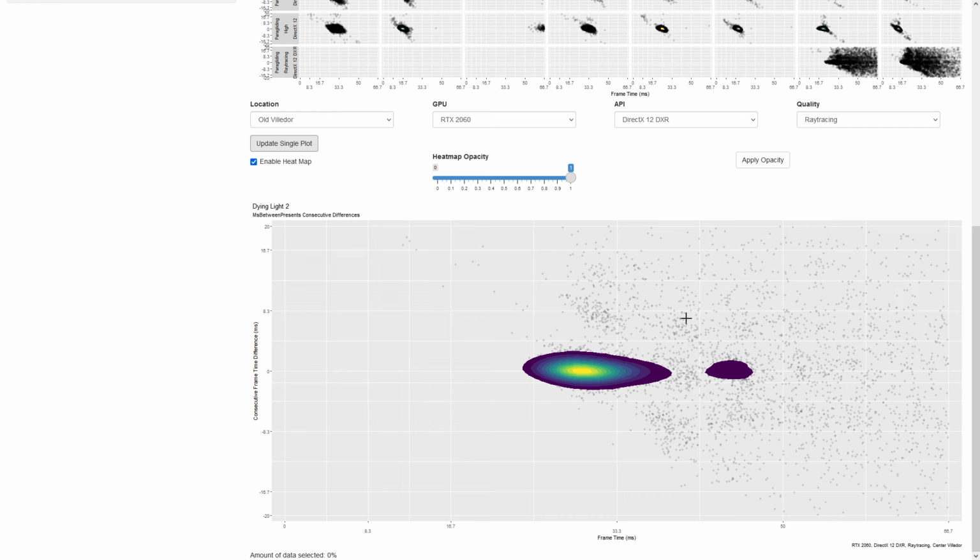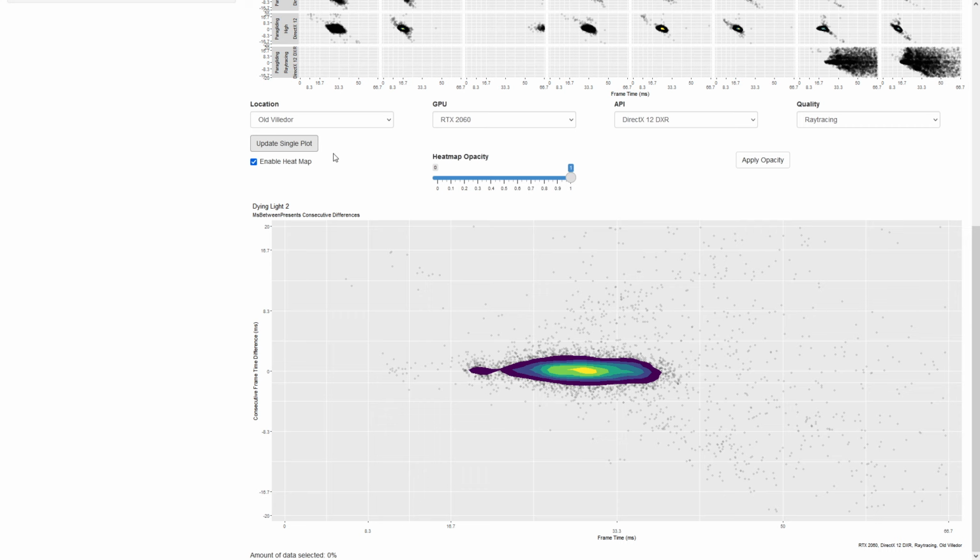Oh, I didn't hit the button. The button is necessary because I wouldn't want to go here, here, and maybe also change to not ray tracing, and have it try to redraw the graph each time. So that's why. But I'll leave it at this so that we can come back and look at the 2080, which does perform better.